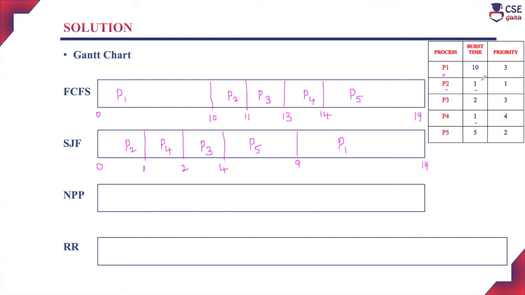Next is non-preemptive priority scheduling. So all the processes have arrived into the job queue at 0 milliseconds, and priority also we know. For all the processes, a priority number is assigned. So based on the priority number, the process having the highest priority will be assigned to the CPU for execution first.